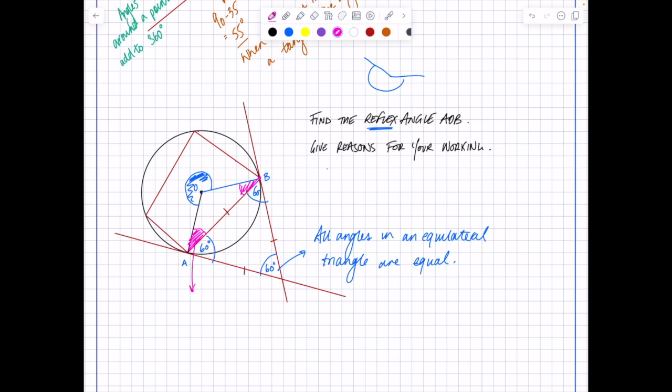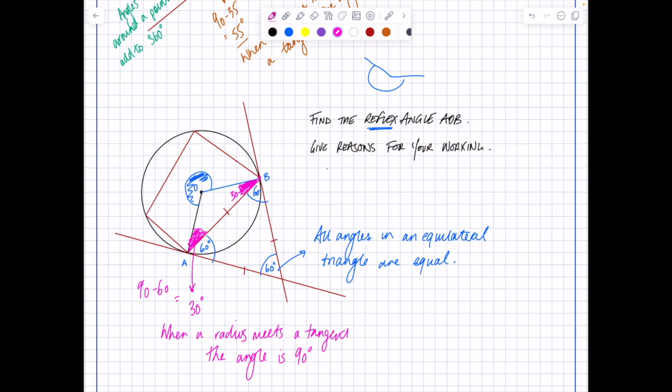So that angle has to therefore be 30 degrees, because when a radius meets a tangent, the angle is 90 degrees, okay? And what we've done is 90 minus the 60 to get 30. So that there is 30 degrees, that there is also 30 degrees.